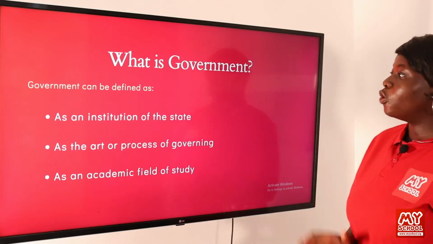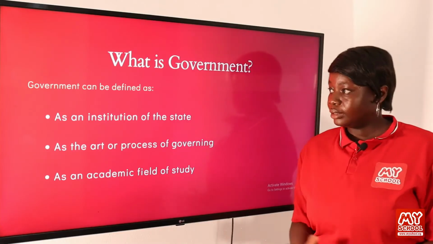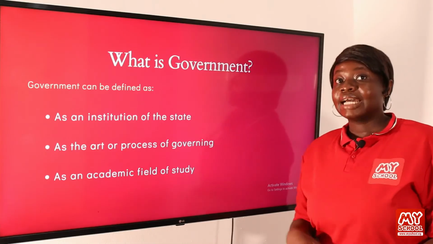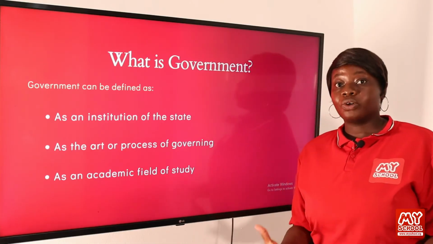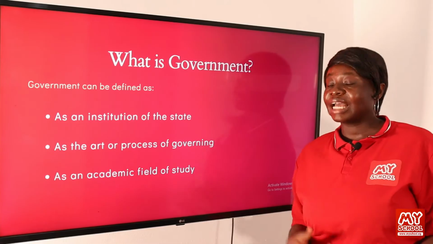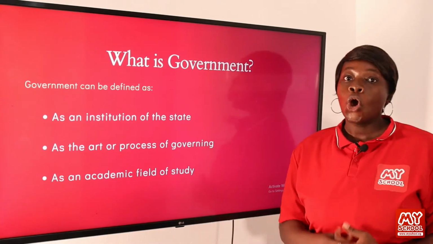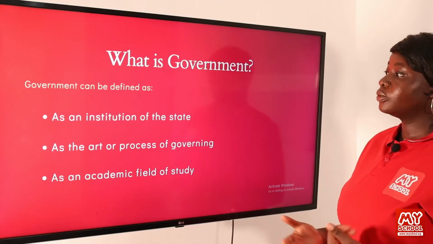All right, the concept government can be defined as 3 various things. It can be defined as an institution of the state. It can be defined as the art or process of governing, and it can be defined as an academic field of study. So we're going to discuss each of these various definitions.